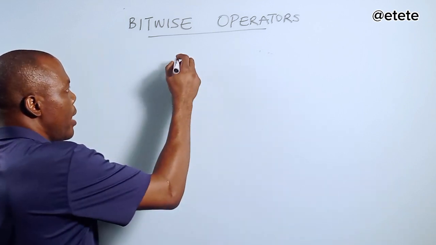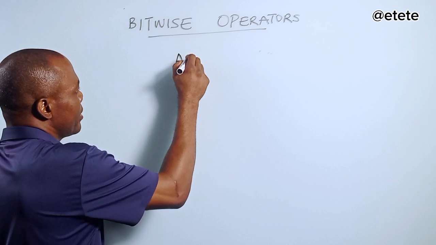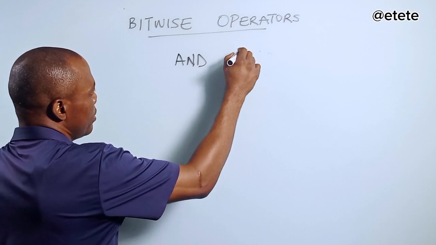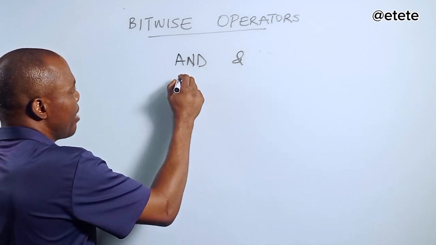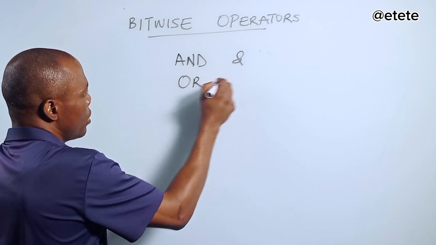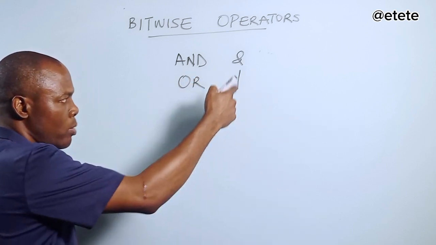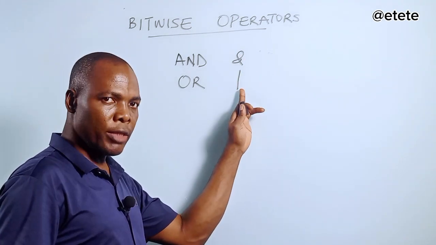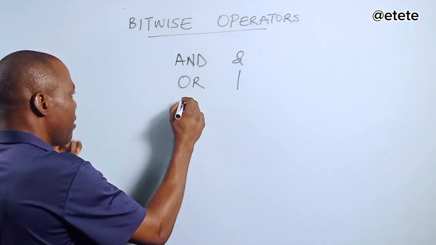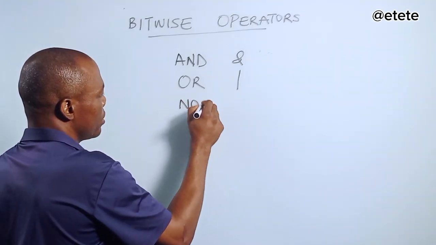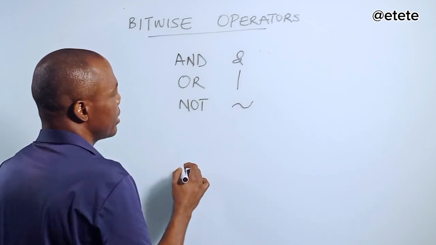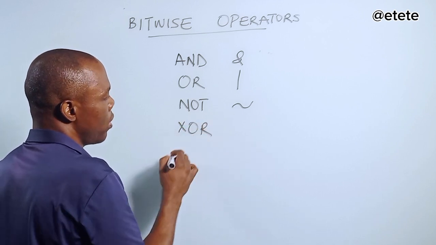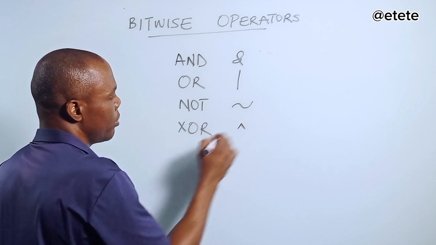So we have bitwise AND, right? Which is this sign. Then we have bitwise OR, which is just this pipe, just one pipe. The logical AND was two of these for logical OR. Then we have the bitwise NOT, which is like this. Then we have bitwise exclusive OR, which is this symbol.